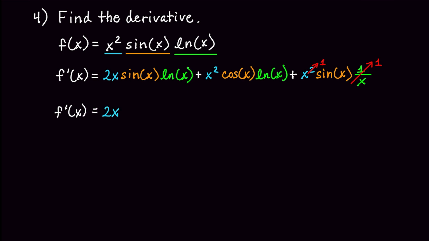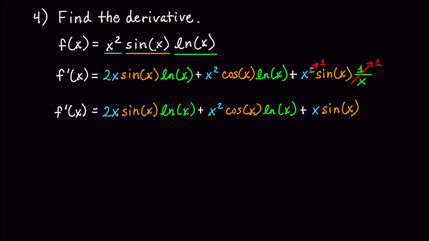2x times the sine of x times ln of x plus x squared times cosine of x times ln of x plus x sine of x. And this is our final answer.